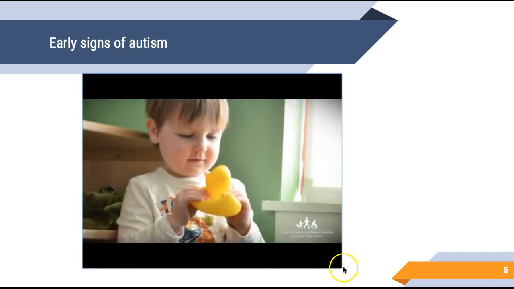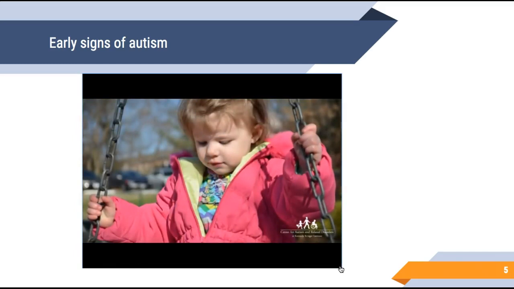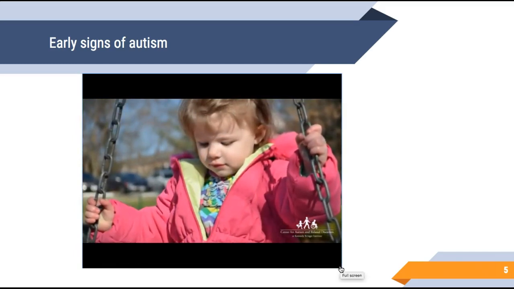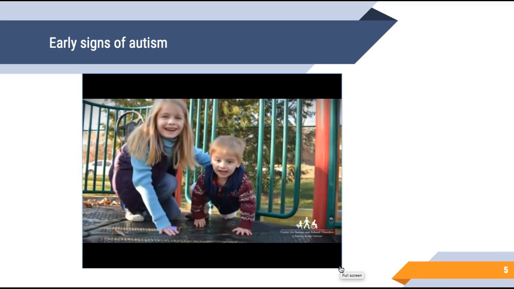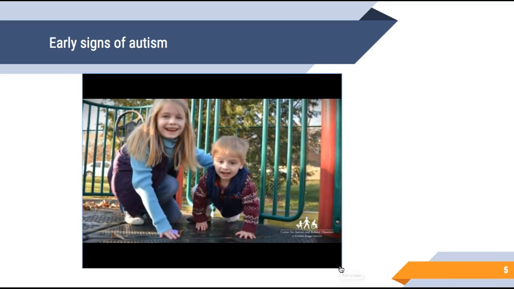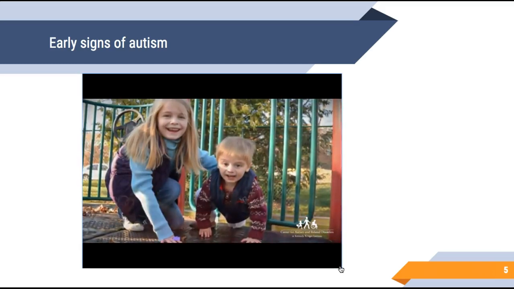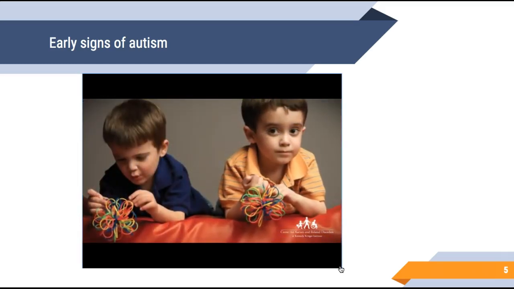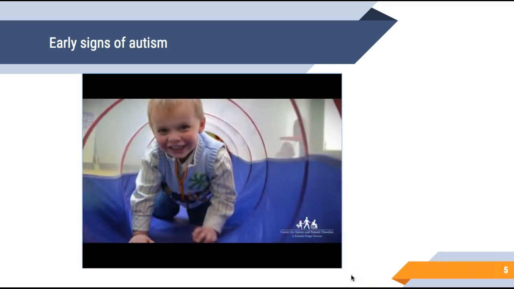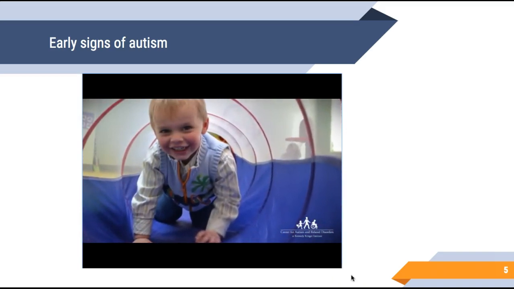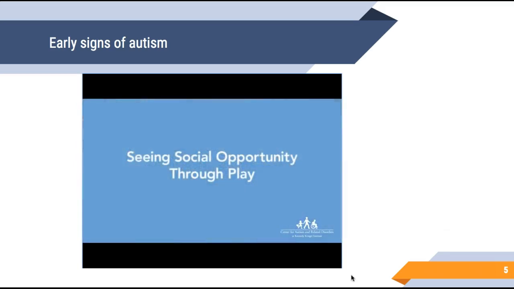I'm Rebecca Landa, Director of the Center for Autism and Related Disorders at Kennedy Krieger Institute. You are about to watch a brief tutorial illustrating the early signs of autism spectrum disorders, or ASD. You will see 3 pairs of videos of 1-year-olds. Within each pair, you will first see a child with neurotypical development, followed by a child who shows early signs of ASD. The developmental features indicative of ASD shown within these videos fall into 3 main categories. These include effective communication and sharing enjoyment, making social connections, and the one with which we will begin, seeing social opportunity through play.